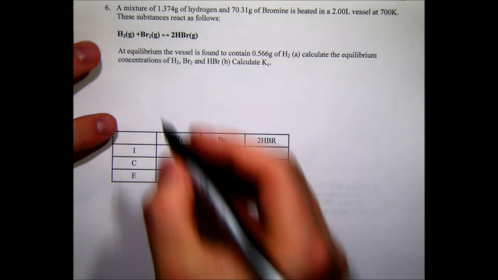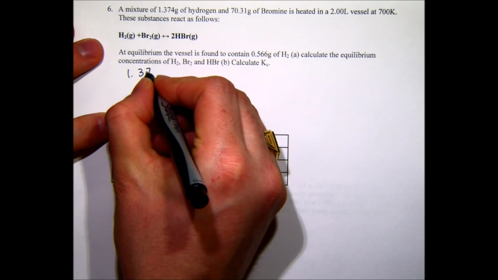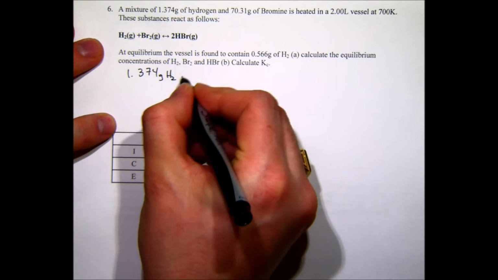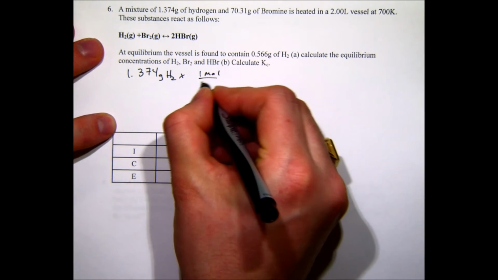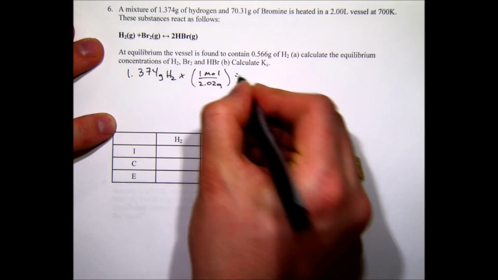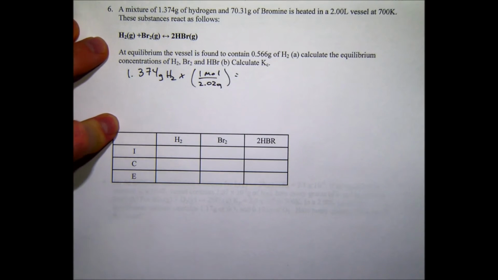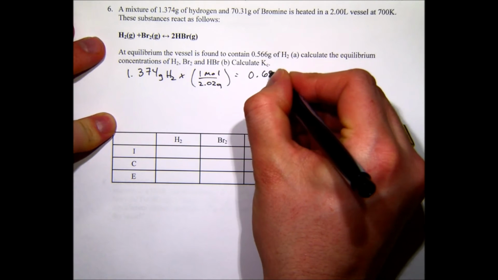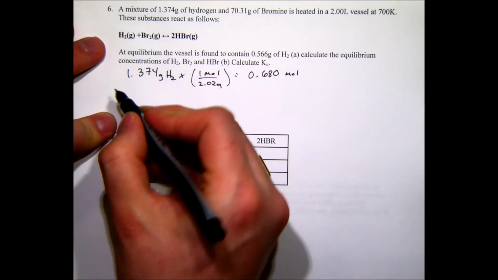So now we're going to look at a situation where we have masses given, and we need to convert to moles, and use those moles to try and figure out exactly what the equilibrium constant is. So the first thing we're going to do is just do those conversions. So I have 1.374 grams of H2, and we're going to convert that into moles. So that's equal to 0.680 moles.